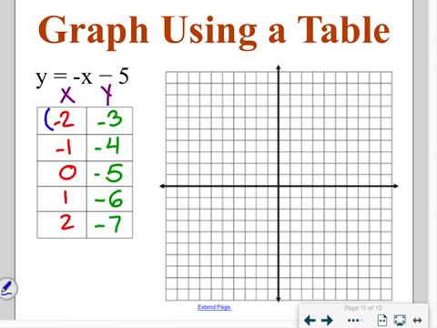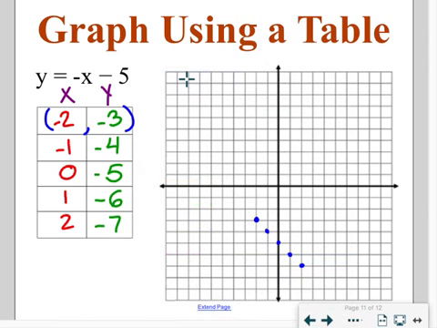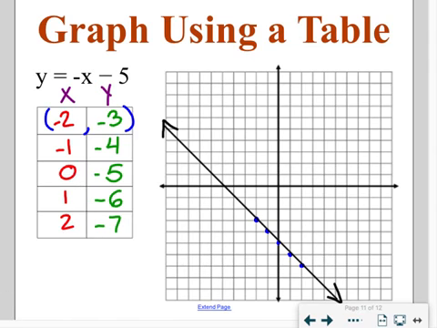We treat each of them like an ordered pair. So I go -2 and down 3, -1, down 4, 0, -5, 1, -6, 2, -7. If you get a point that does not fall directly on your line, that means that you have done something wrong and you need to go back and check that you plugged in your values correctly, because this should be forming a straight line. Once again, drawing it all the way through the end of the graph and putting the arrows on both ends to indicate it's a line and it continues on forever.